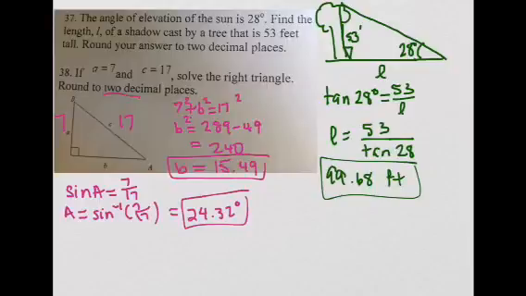For angle B, since we're pretty confident that we plugged in the numbers right, 7 over 17, and that the function here was right for angle A, we can just do 90 minus 24.32 for angle B. So I'll just put B equals, and so that gives us 65.68.